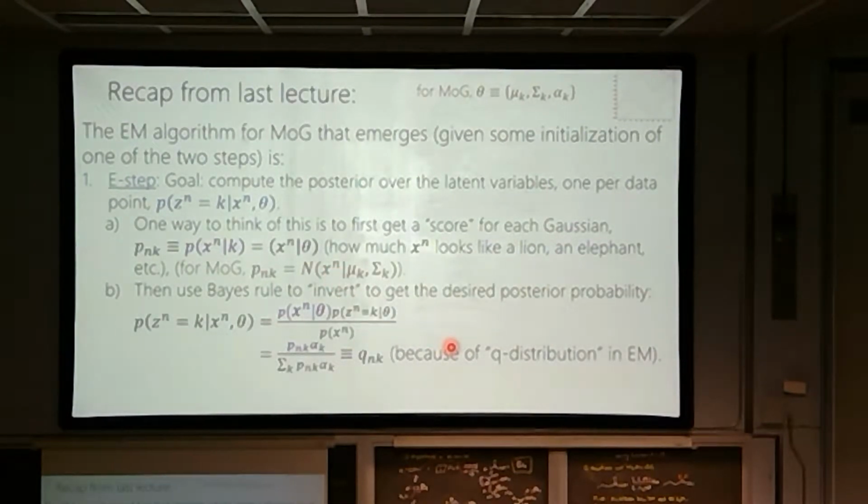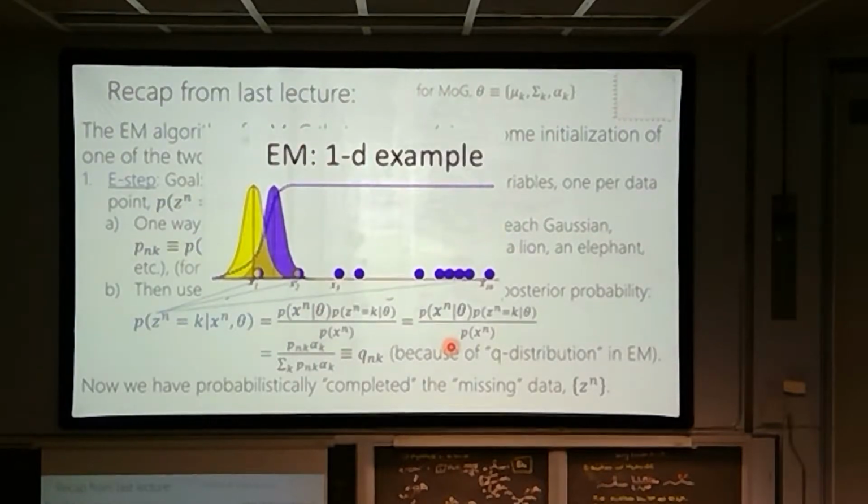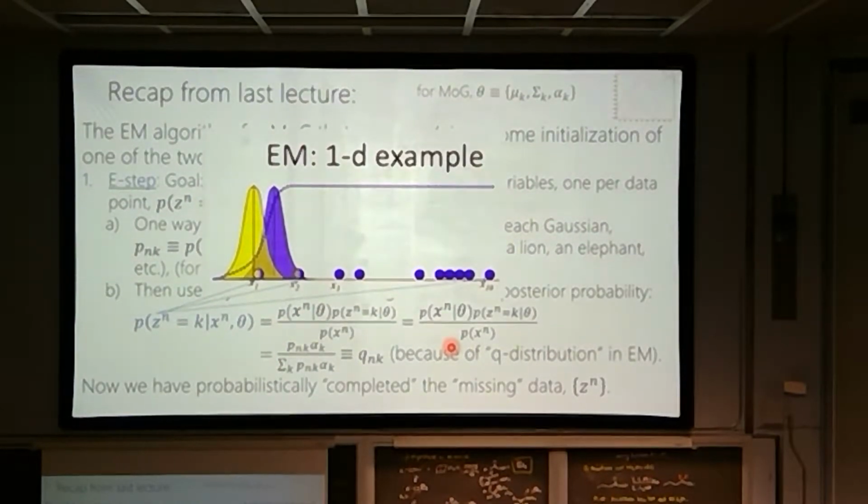Okay, so that's the E step. And in this example, it's a one-dimensional Gaussian. K is equal to 2, there are two Gaussians, a yellow one and a purple one. And so this is how they are at the very beginning.